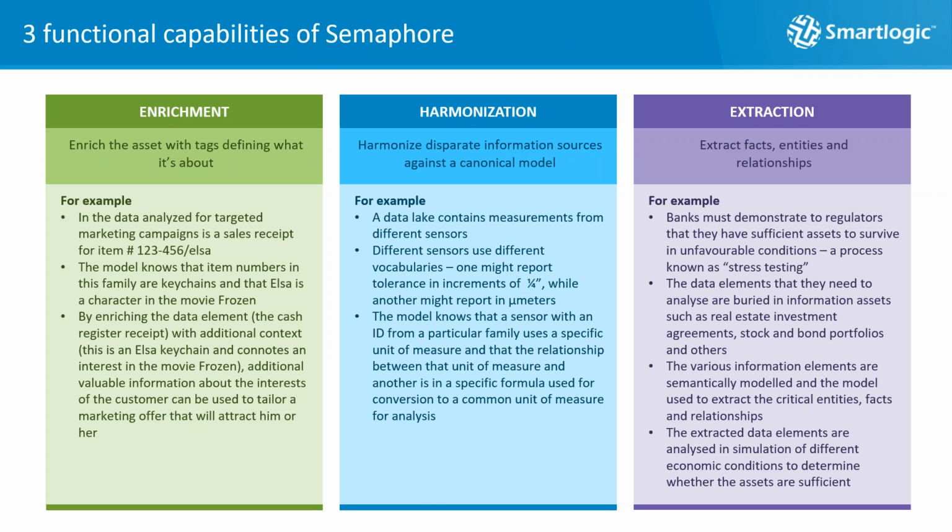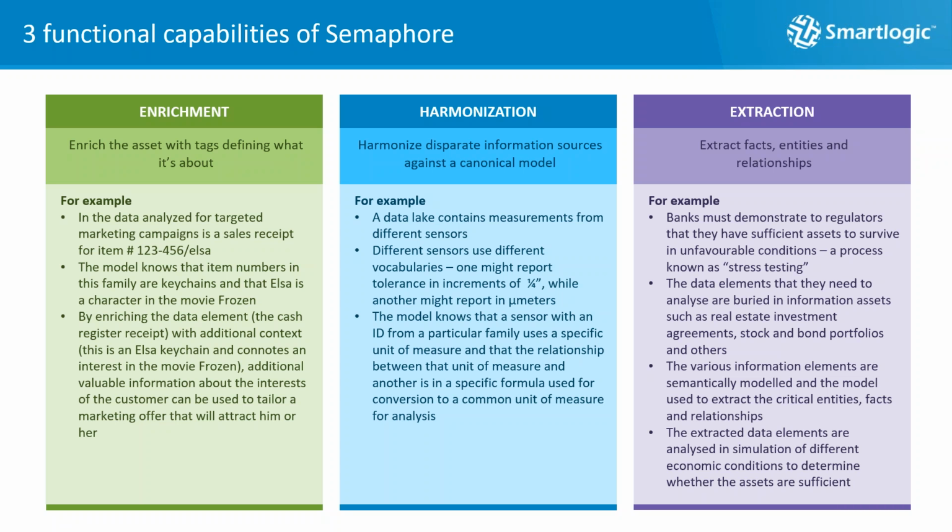So we have three functional capabilities in Semaphore. We'll start over at the left with enrichment. The enrichment capability allows us to enrich each information asset with tags that define what an asset is about. As a good example, if you have data that you want to analyze for a targeted marketing campaign, and let's say you have a sales receipt, when it looks at that item, it will know that the item number is a family of keychains for the Elsa character from the movie Frozen.